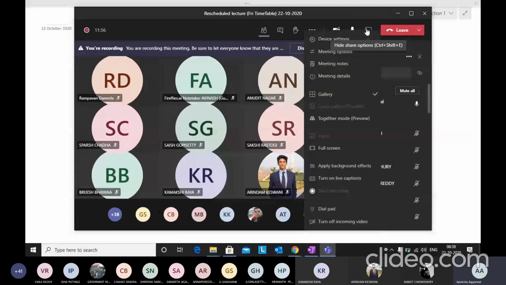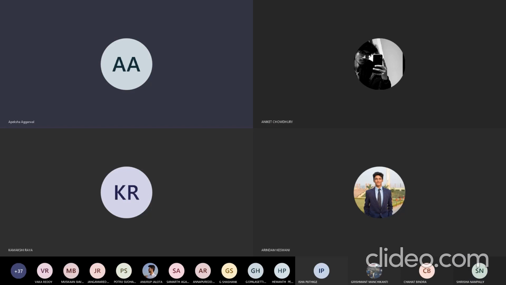Okay, so let me start with today's meeting. We are going to start with module 3, that is sequence models. And today we are going to start with recurrent neural networks.